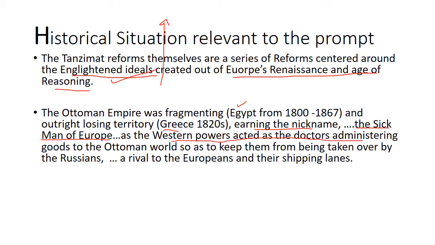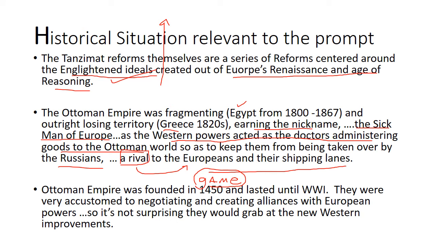Western powers acted as the doctors administering goods to the Ottoman world so as to keep them from being taken over by the Russians. Again, the Russians were a rival to the Europeans, and the Europeans were trying to keep them out of warm seaports and keep them out of their shipping lanes. This is known as the Great Game. And I had students that wrote this in their essays, and it was correct, and way to go. They were right on. These things, the Great Game, sick man of Europe, if you just throw a nugget down, that's not going to help you. But if you relate it back to the prompt and show how this is the Sultan's way of embracing modernity because they don't want to become like this, you're winning.